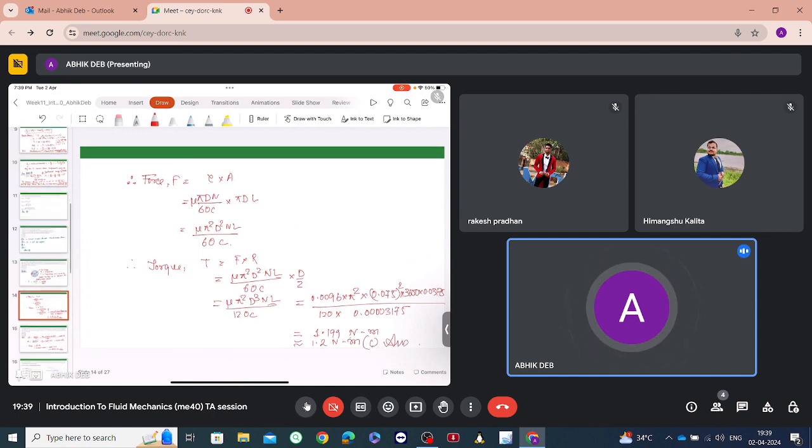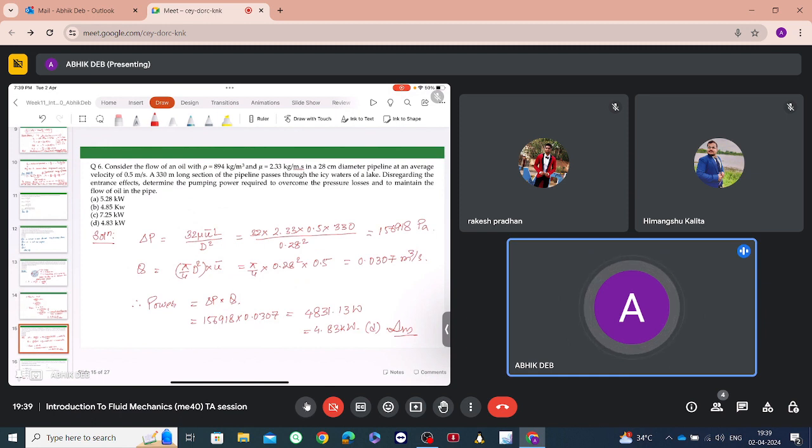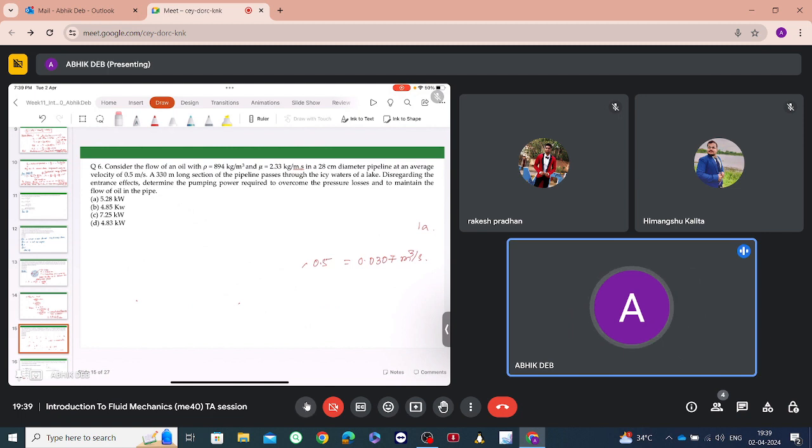Now going to the next problem. I request you to go through this problem and try to find out how we can solve it. Have an idea about what the problem is saying and how to go about this problem.